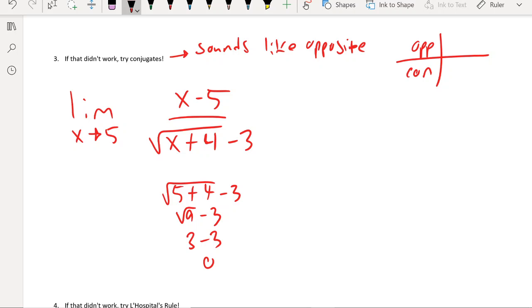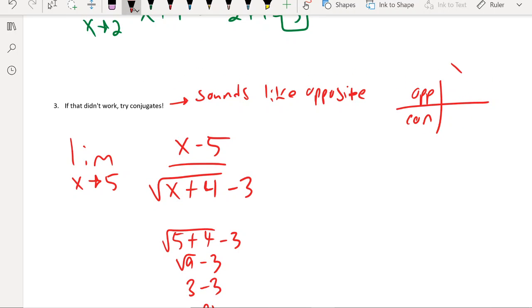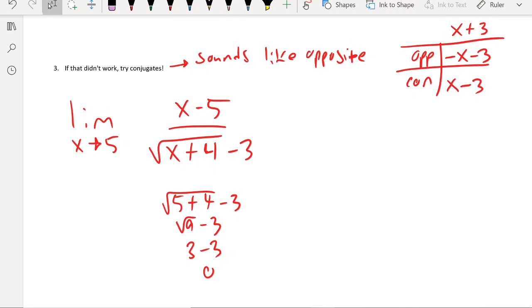So let's say the opposite versus the conjugate. If I have x plus 3, the opposite of that would be negative x minus 3. You change the sign on everything. Whereas for the conjugate, you only change the sign in between the two numbers. So that's exactly what I'm going to do: multiply by the conjugate. I'm not going to do the conjugate at the top, because there's nothing wrong with that.